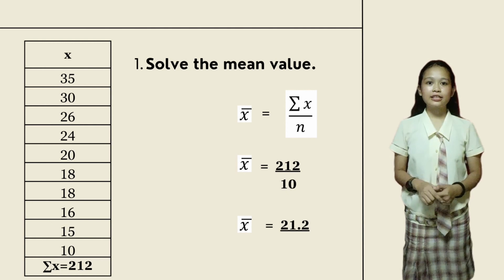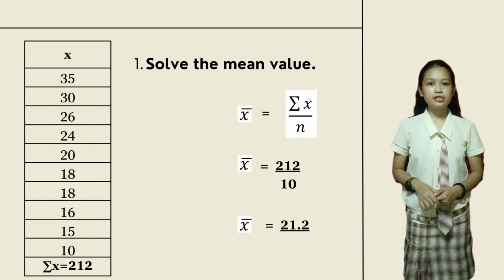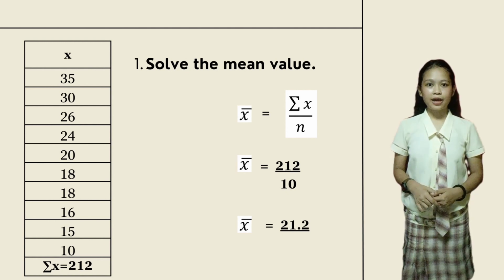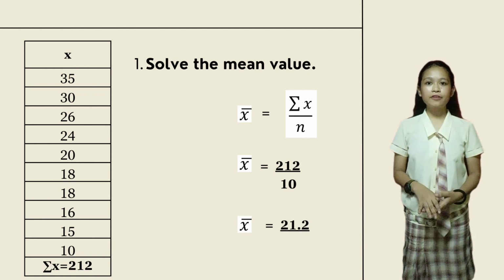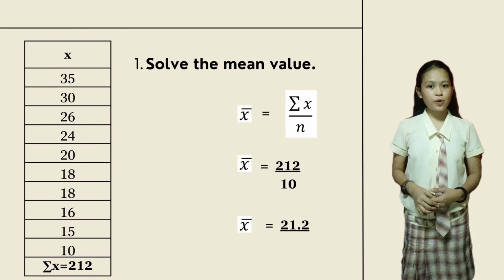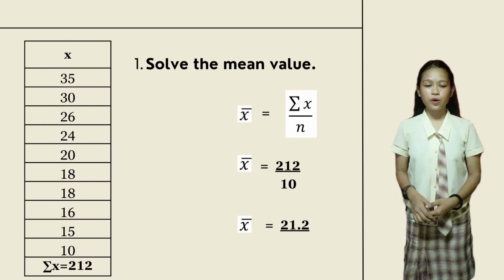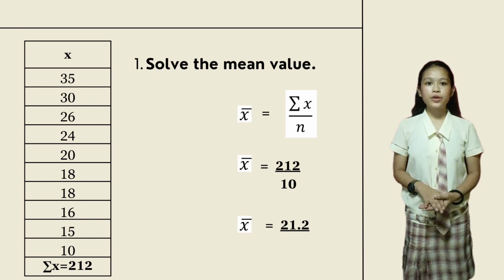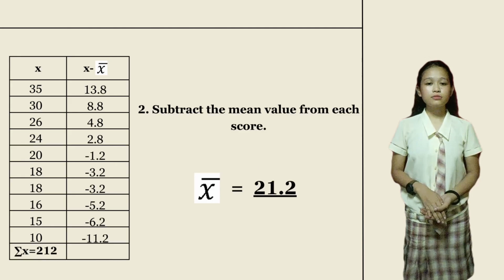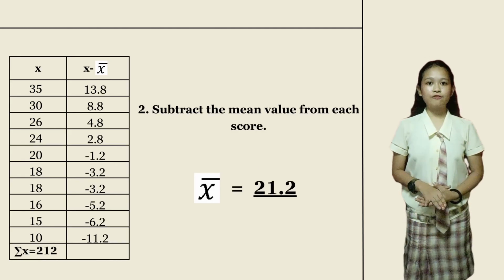The formula in getting the mean value is x bar equals the sum of x divided by n. To get the sum of x, we simply add all the individual scores in our table. So we got 212. We substitute 212 in our formula. 212 divided by 10, which is the total number of scores, we get the value of 21.2. For the second step, we have to subtract the mean value from each score.